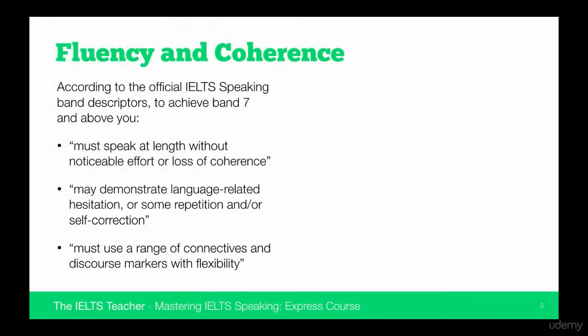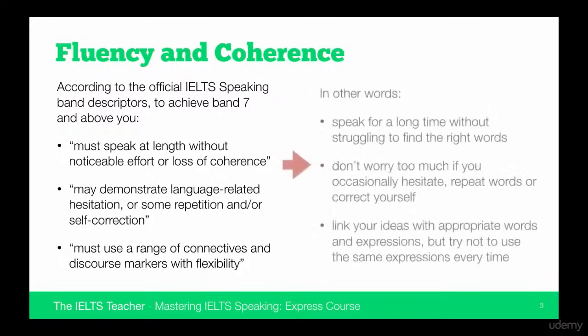So fluency and coherence to begin with. According to the official band descriptors, which you will see online, to achieve band 7 and above, you must speak at length without noticeable effort or loss of coherence. You may demonstrate language-related hesitation or some repetition and/or self-correction. You must use a range of connectives and discourse markers with flexibility. If that looks a little bit foreign to you, then let's have a look at it in more basic language.